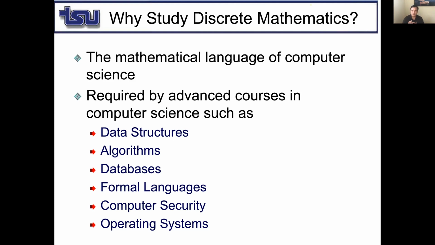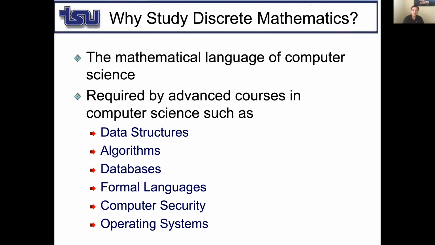First of all, it's beautiful, okay? And it's the mathematical language of computer science. When you take upper level courses, you're going to see that discrete math is part of them. In order to understand data structures and algorithms, for example, you have to have a solid understanding of discrete mathematics. If you want to understand database theory, formal languages, computer security, cryptography, or operating systems, discrete math is everywhere to represent structures in computer science.